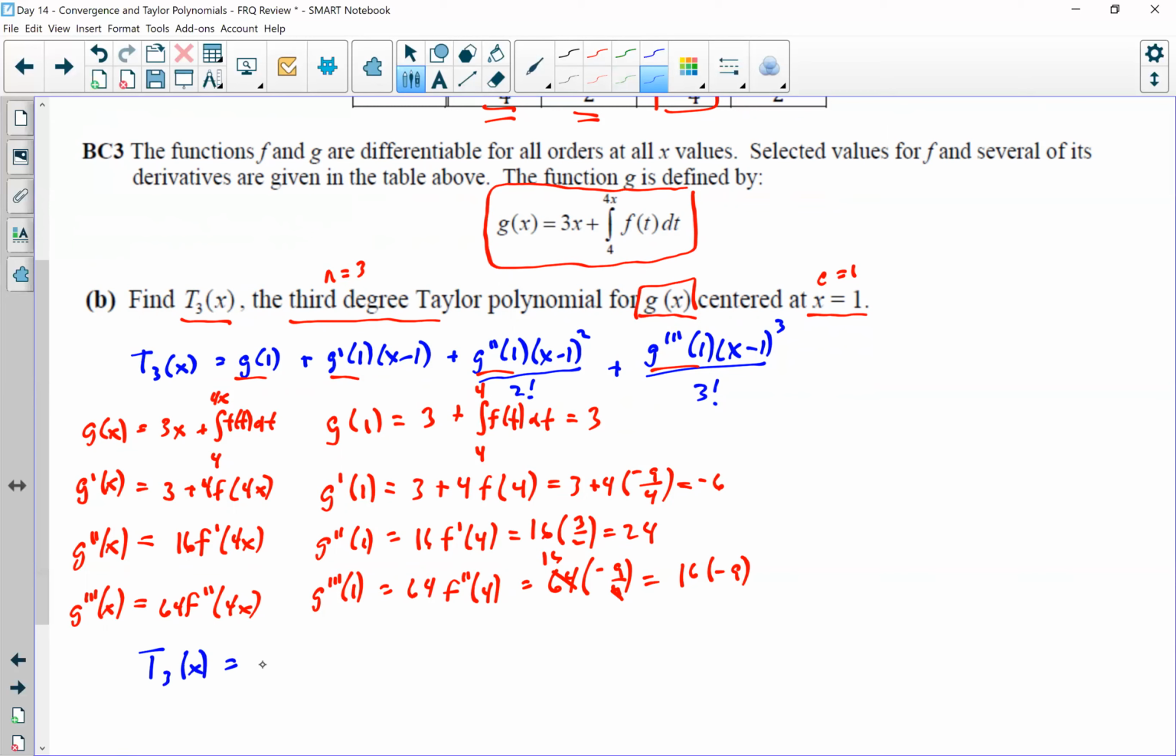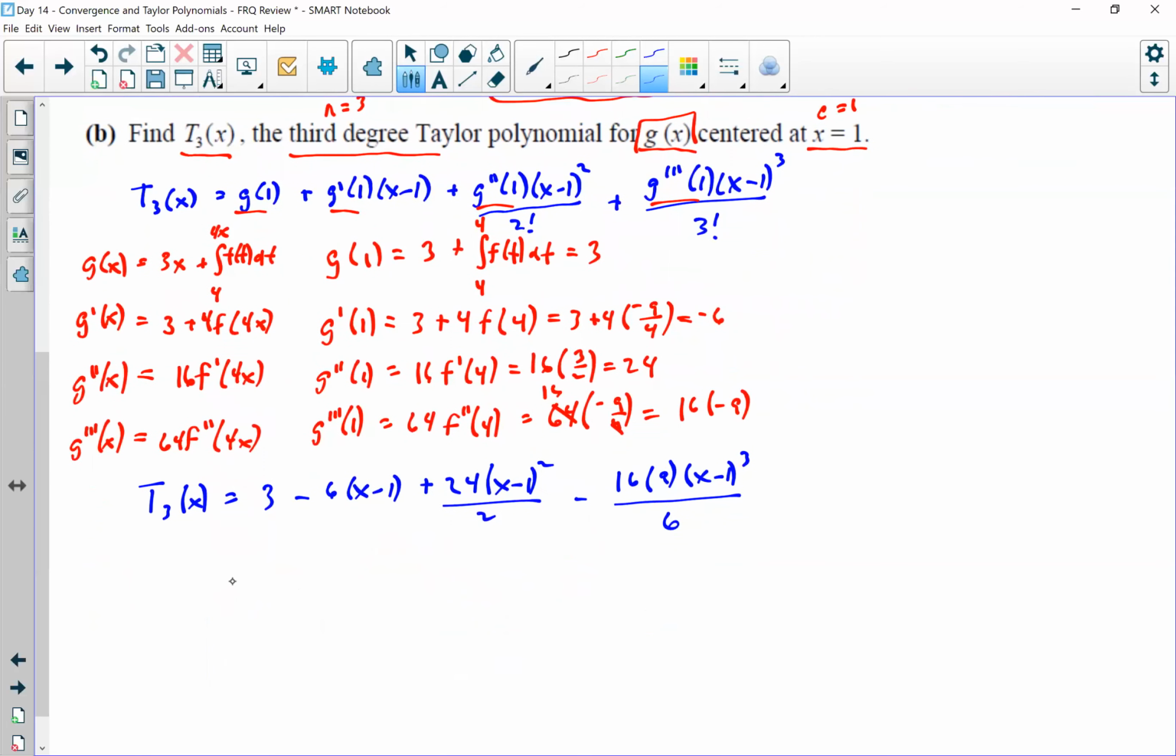So g of 1 we said was 3, and then g prime of 1 was negative 6, so it's going to become negative 6 times x minus 1. And then g double prime was 24, and that's going to become x minus 1 squared over 2 factorial, or just 2 in this case. And then g triple prime of 1 is 16 times negative 9, which is going to be a negative number, 16 times 9, whatever that is, times x minus 1 to the third power all over 3 factorial, which is 6. So this is my Taylor polynomial, and we could actually leave it like that. This is all part B wanted. I'd probably just leave my answer just like that.